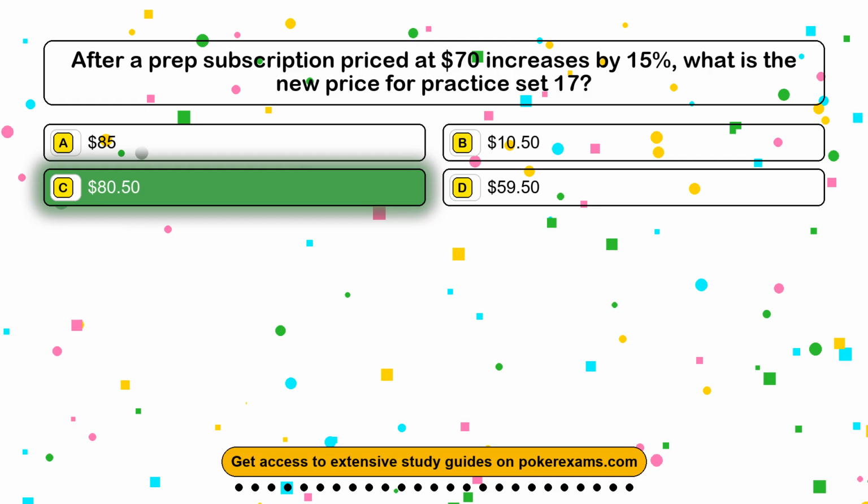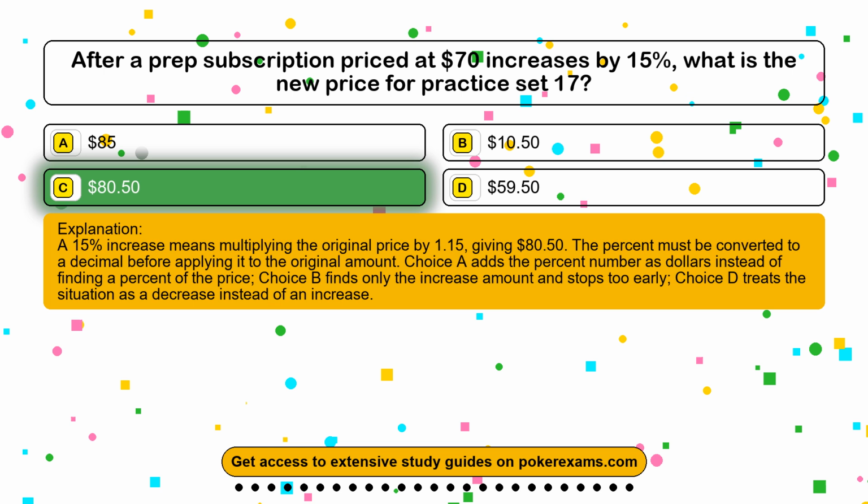The correct answer is option C, $80.50. A 15% increase means multiplying the original price by 1.15, giving $80.50. The percent must be converted to a decimal before applying it to the original amount. Choice A adds the percent number as dollars instead of finding a percent of the price. Choice B finds only the increase amount and stops too early. Choice D treats the situation as a decrease instead of an increase.